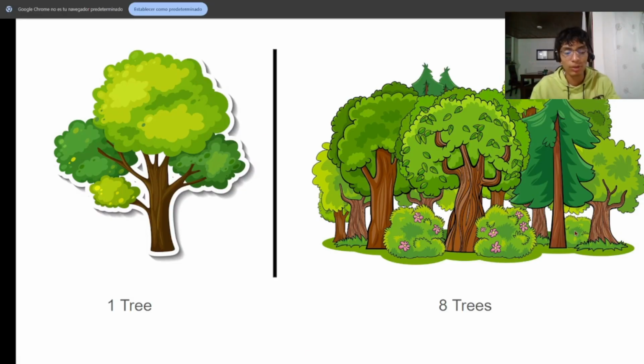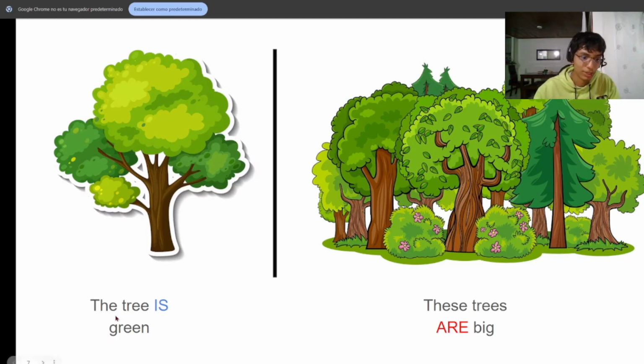On the right part, we will find some trees. So we have more than one tree. We have, let's see, 1, 2, 3, 4, 5, 6, 7, 8. Oh, we actually have 9. But yes, so 9 trees. What would we use in this case? Perfect. We would use are. So the trees are. What do you think the trees are? I think that the trees are big. So we would say the tree is green and the trees are big.